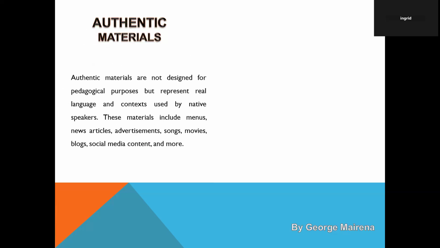So we have here that authentic materials are not designed for pedagogical purposes, but they represent real language and context used by native speakers. These materials include menus, news articles, and even, as you said, role plays, conversations, advertisements, movies, blogs, social media content, and more. But they are going to be adapted according to the context, okay?